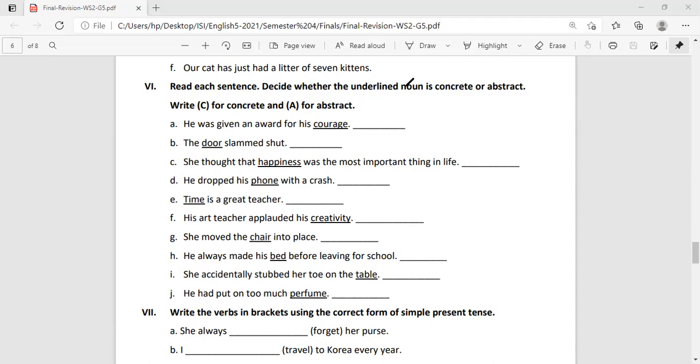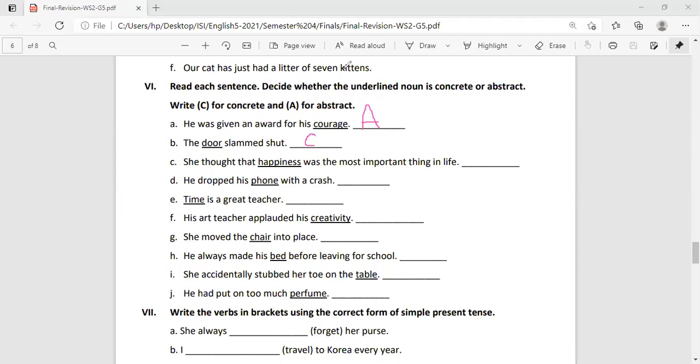A. He was given an award for his courage. Courage. Is it abstract or concrete? Miss, what does courage mean? I kind of forgot. Braveness, courage, braveness. Oh, abstract. Abstract for sure. Okay. Girls, B. The door slammed shut. Door. Like all of us answer? Why not? You can answer. Okay, then concrete. Excellent.